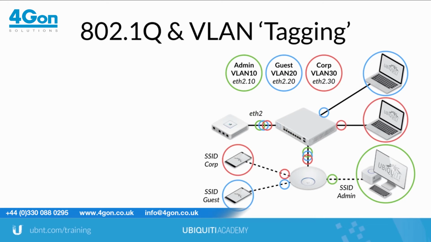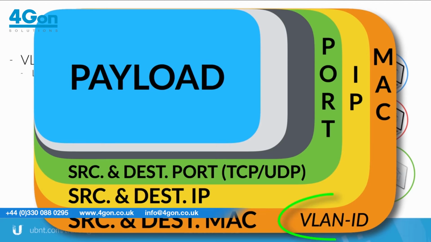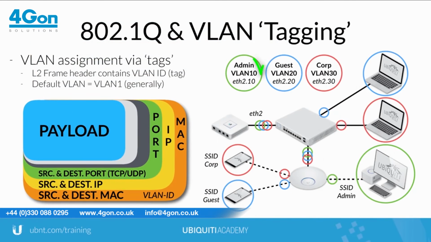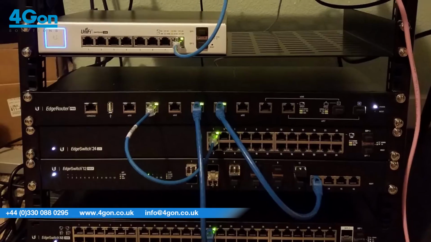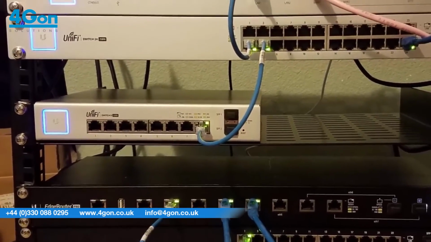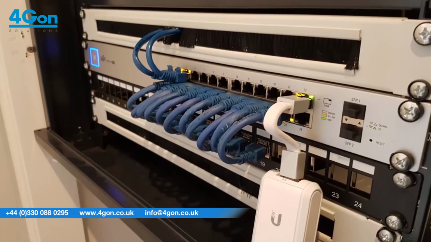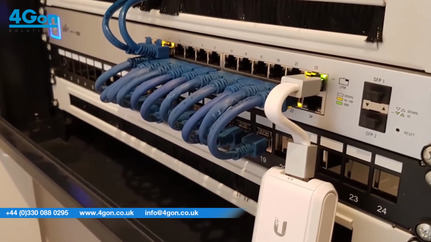According to 802.1Q, the industry standard for virtual LANs, network traffic receives VLAN assignment through tagging. More specifically, the header of a Layer 2 frame receives a specific tag, or VLAN ID, representing the VLAN to which the tagged traffic belongs. In general, most vendors, including Ubiquiti, use VLAN 1 as the default VLAN, so network devices and protocols communicate and work out of the box.